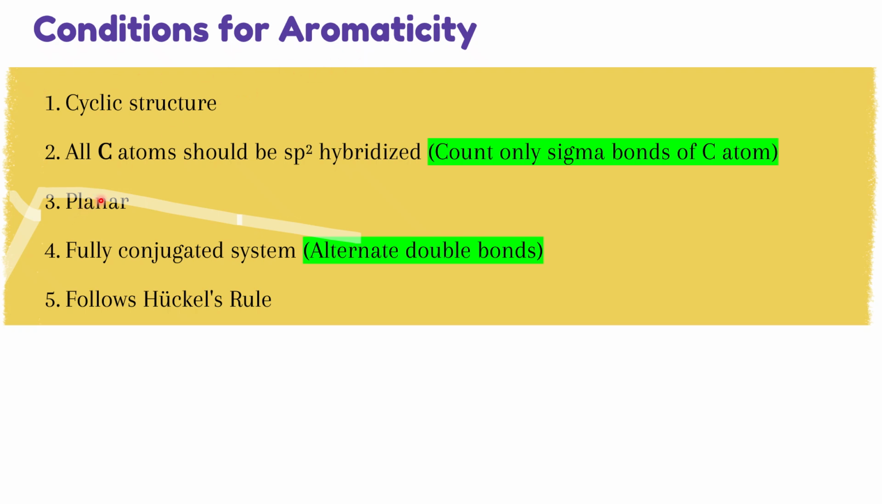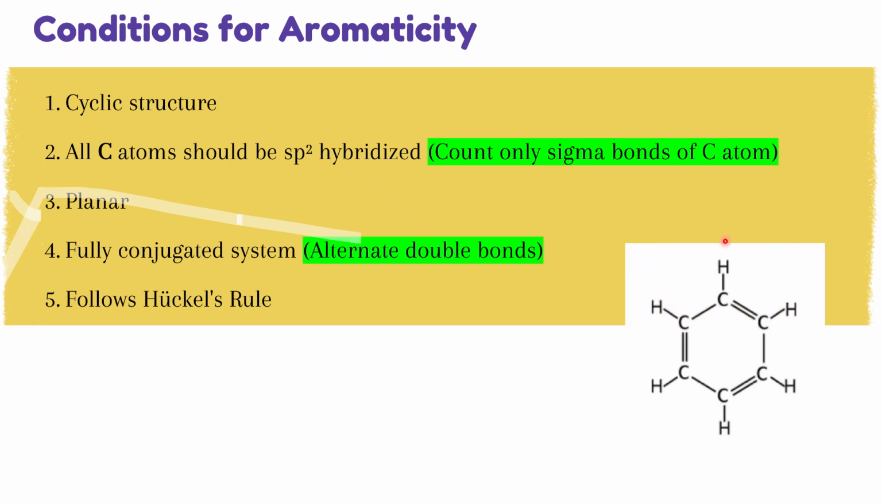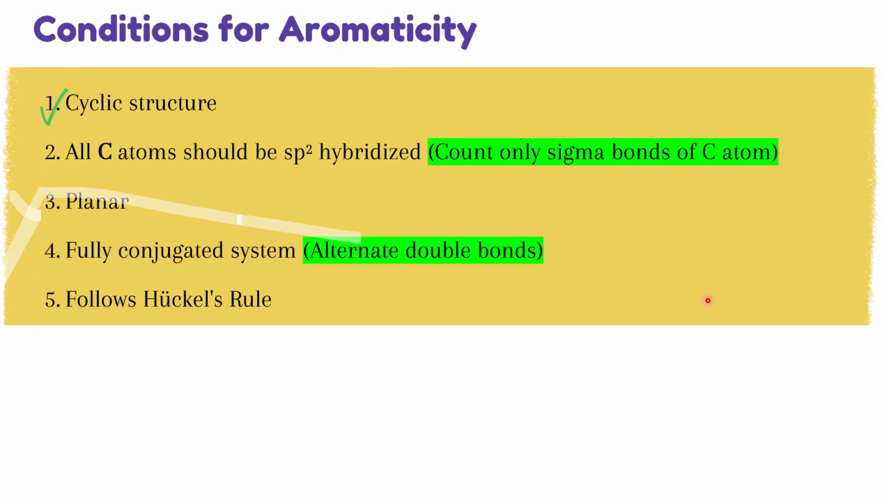So let us take an example in order to understand how to use these steps. Here I have taken an example of benzene. This is the structure given and we have to check for the aromaticity. The first step is to check whether the given structure is cyclic or not. As you can see over here, this carbon chain is closed. That's why I will confirm that this given structure is cyclic in nature. So this step is done.